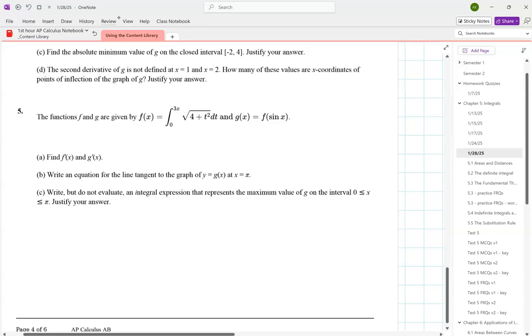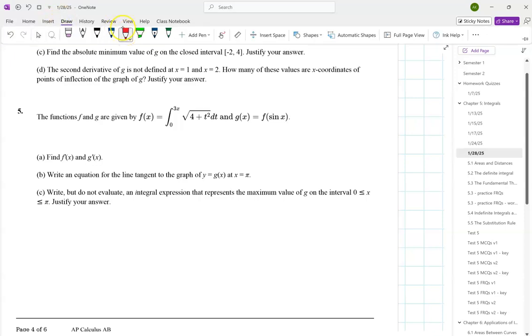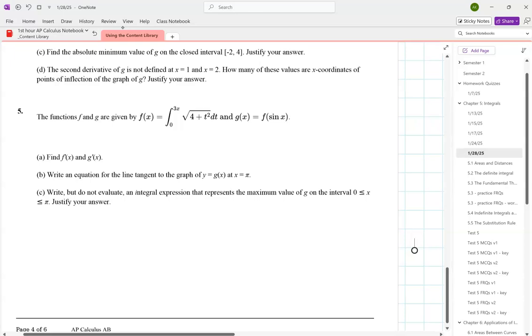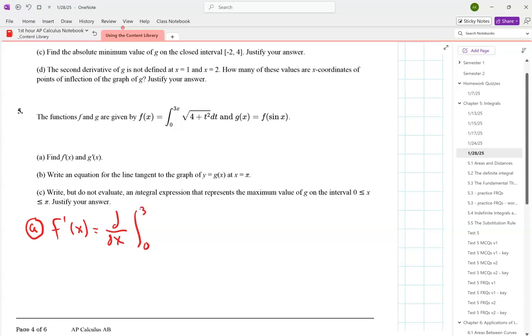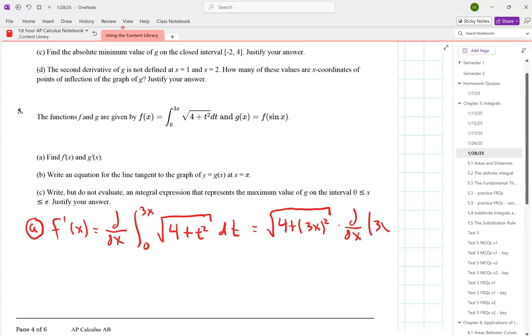All right. So it says the functions f and g are given by the expressions shown. It says find f prime of x, and then g prime of x. So f prime of x is going to be the derivative of this integral. Using the fundamental theorem of calculus part 1, I'm going to get the function inside with the bound replacing the variable, and then times the derivative of that bound.